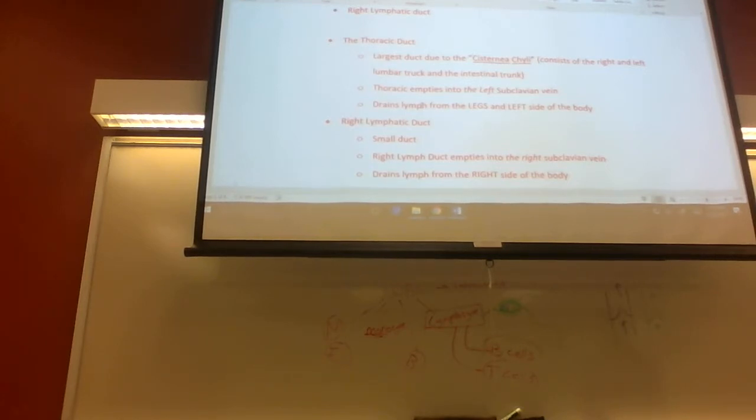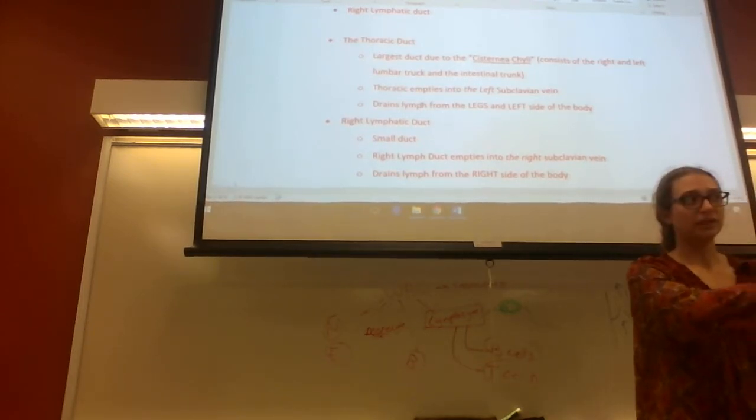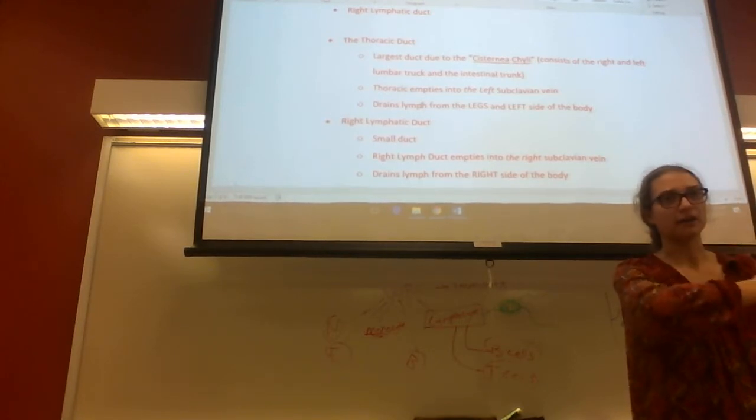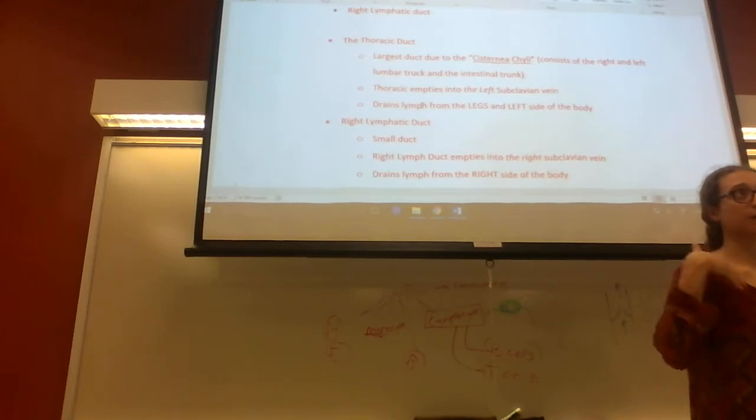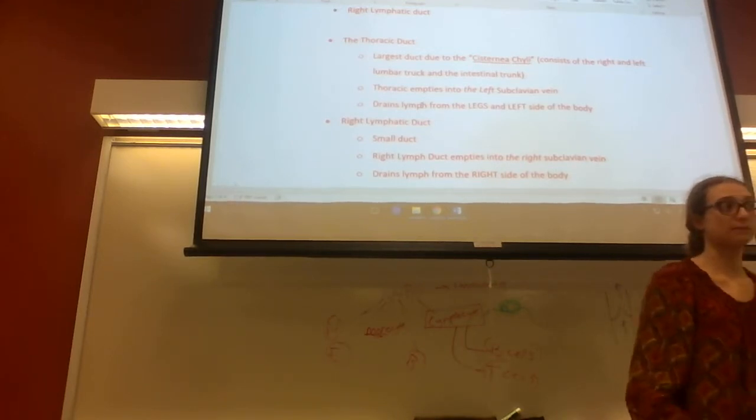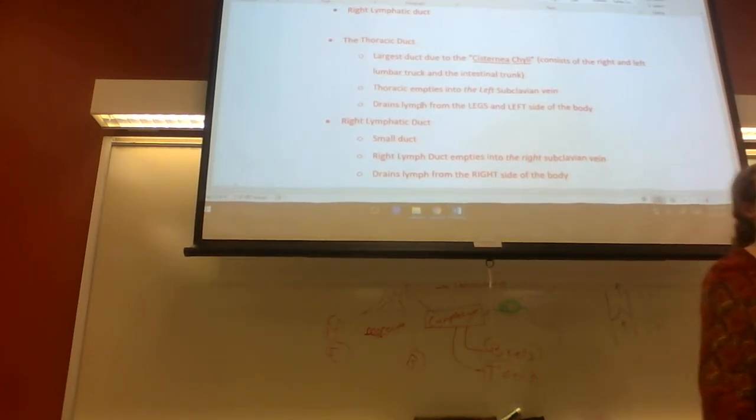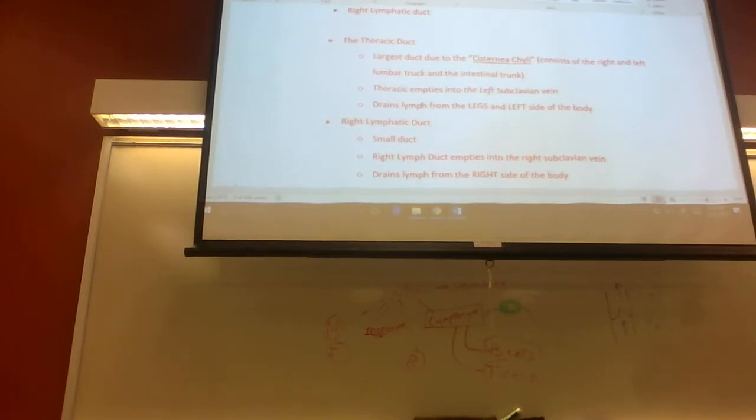So you may see a question like, what drains into your left subclavian vein? And the instructor may put left lymphatic duct, and it's wrong because it's the thoracic. The thoracic gets the rest of your body. The right only gets, I believe, your arm and your head. The thoracic duct is the majority of it, and it drains into your left. Well, I guess this is my left. I'm thinking about your left and my left.